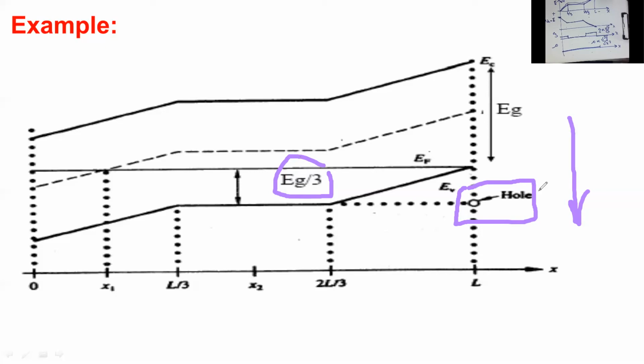What about the potential energy of this hole? Very easy. The potential energy of this hole is the potential energy of the state including this hole, which is the valence band. So the potential energy equals E_V. What about the kinetic energy? It is the remaining energy, which is E_G over 3. So this hole has a total energy equal to E_V plus E_G over 3, a potential energy equal to E_V, and a kinetic energy equal to E_G over 3.